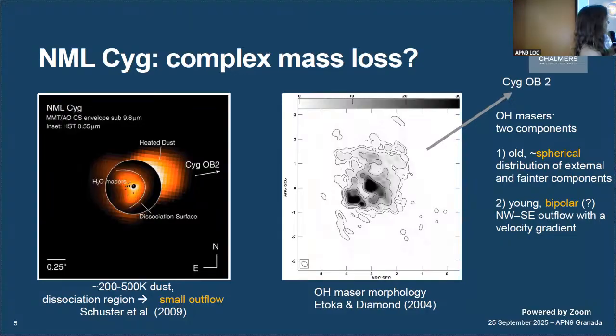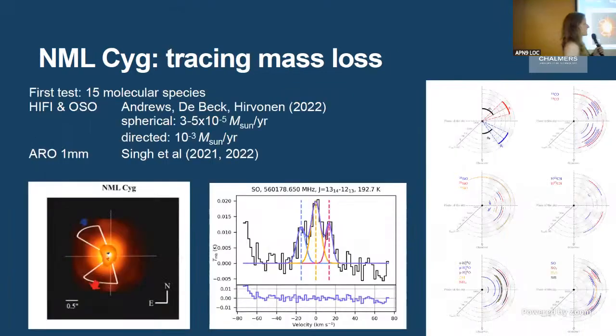But anyways, in the OH, they found signatures of multiple components, some kind of old spherical component, and then potentially a young, maybe bipolar outflow with a northwest-southeast orientation and potentially some velocity gradient there. So an interesting enough source to follow up. We did that first with single dish because that's the cheaper version of observing your objects. And we saw all kinds of structures in the spectral line profiles.